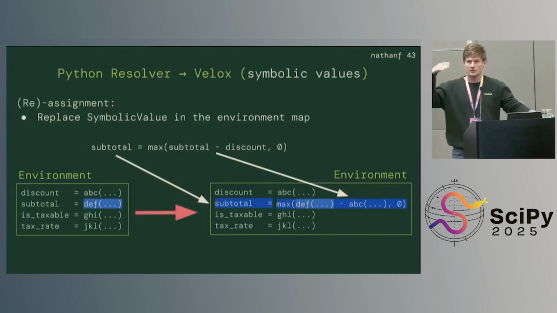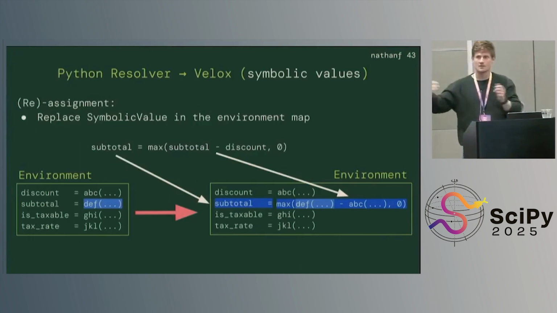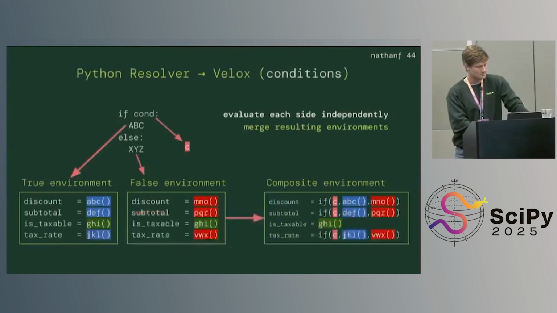So we understand that Python's built-in max is going to map to some Velox function for max. And we know that the inputs to this can recursively be computed as Velox expressions as well, and that subtotal will then update its type to be a new Python type, although here it still maintains float.